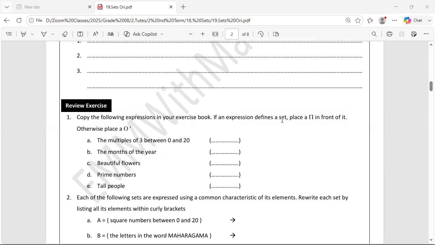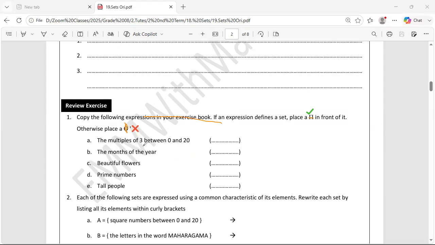If an expression defines a set, you have to put a correction mark in front of it. Otherwise, place a cross mark. Please ignore these other things. Copy the following expressions in your exercise book. If an expression defines a set, place a correction mark in front of it. Otherwise, place a cross mark.